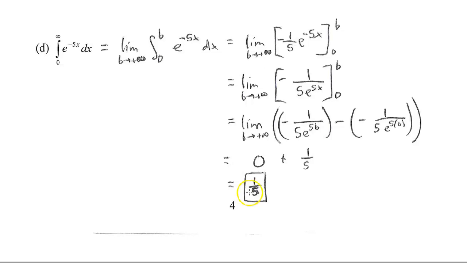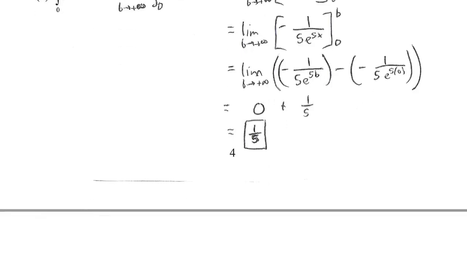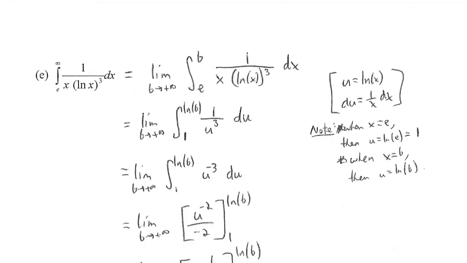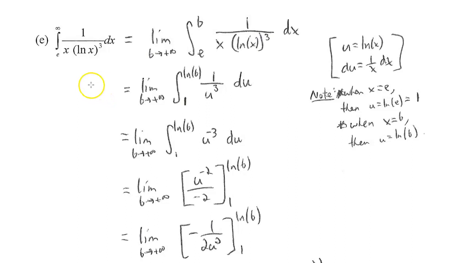In other words, 0.2. The total area underneath that function from 0 out to infinity is only 0.2. It's not infinite. It's actually a pretty small number, 0.2. Okay, let's do one more example of this.